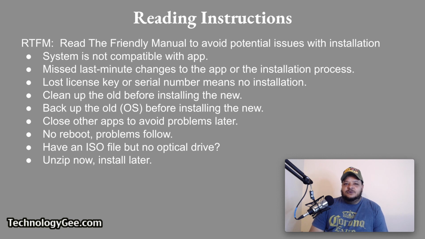And the final issue could be something like: unzip now, install later. Many apps for Windows and some for other operating systems are downloaded as a zip file or a PK zip file. To unzip these files in Windows, you can use the Extract All option in File Manager. The default location for the extracted files is a folder with the same name as the zip file, but you can choose a different location if desired.